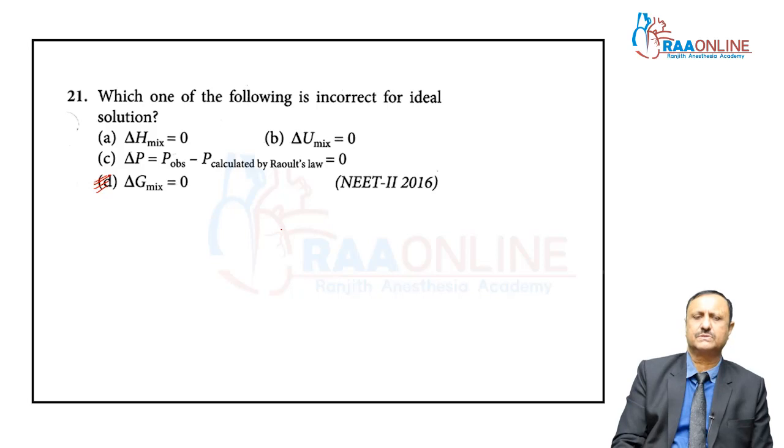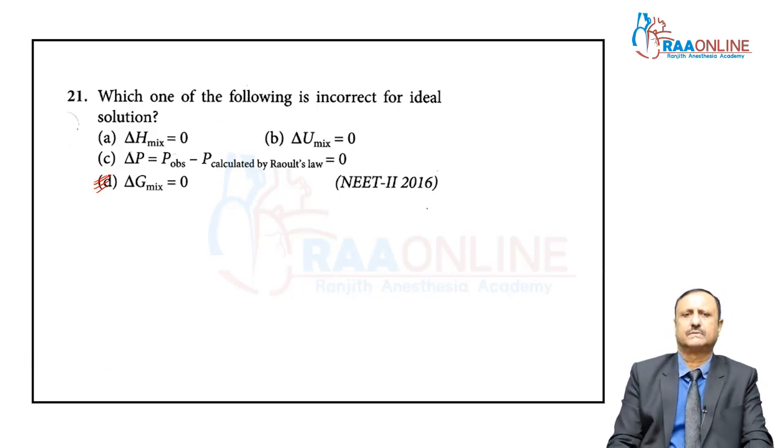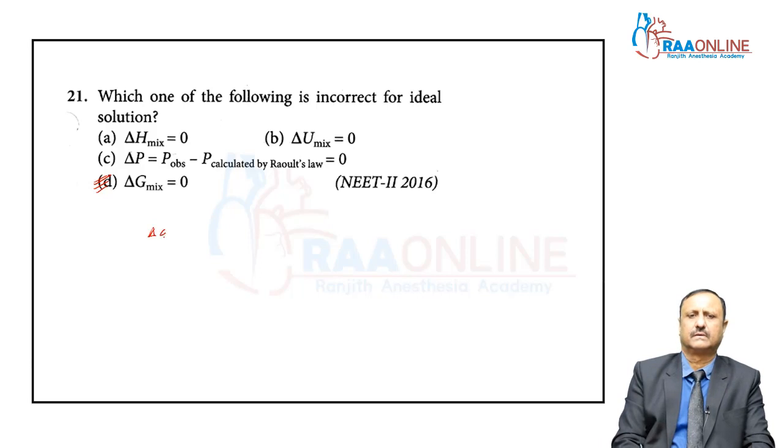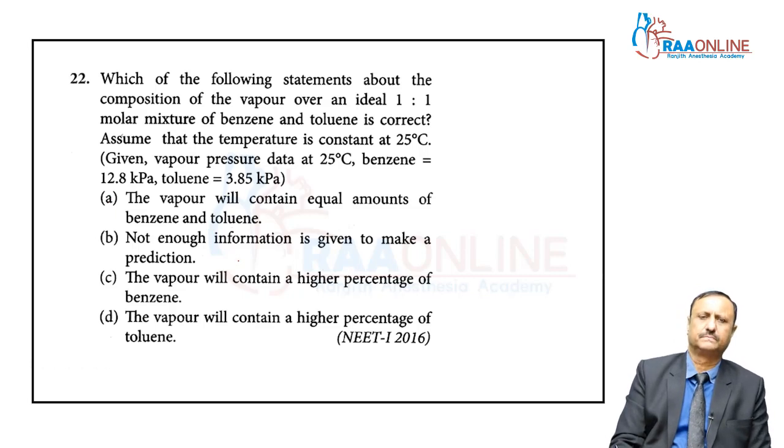Now, in ideal solutions, delta G mix is never 0, while enthalpy and internal energy changes may be 0, and the change in pressure may be 0, but this is not 0. So my dear students, delta G is the change in free energy, and free energy is the available energy of the system to do useful work. Now we can go to question number 22.